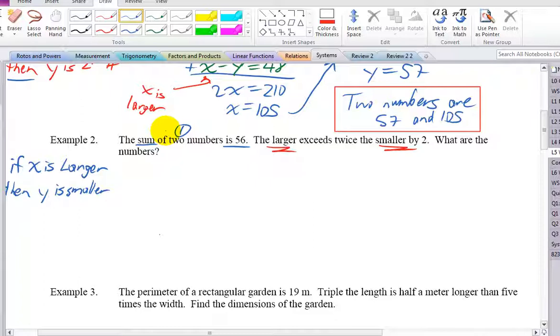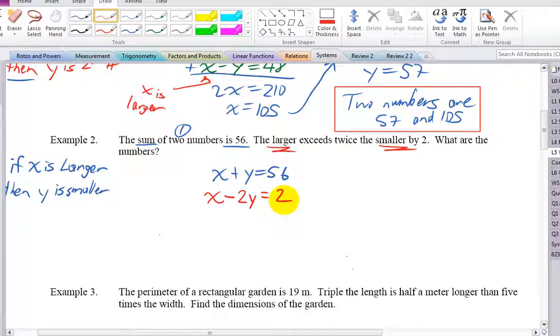The sum of the numbers is 56. X plus y equals 56. Okay. Now the next one, they're saying that the larger exceeds twice the smaller. So if we take our larger number, which is x, we subtract 2 times the smaller, it should equal 2. Okay. If x is 2 bigger than twice the smaller, if we subtract them, the difference is 2. That's a little bit weird for that one. Okay. Read it again, look at the equation.